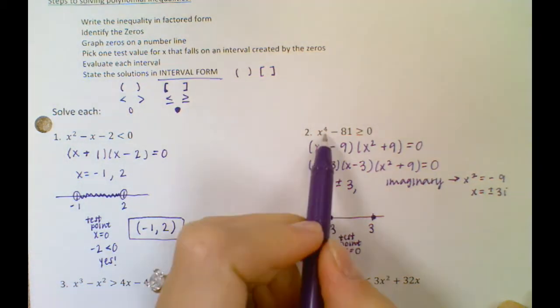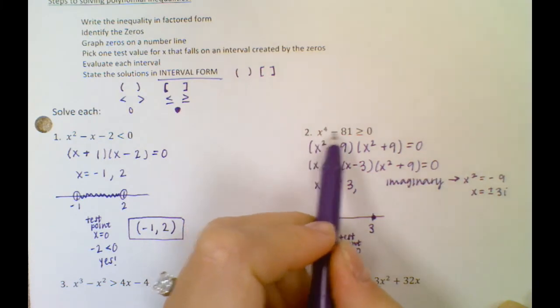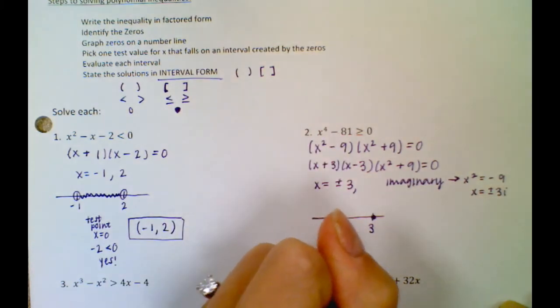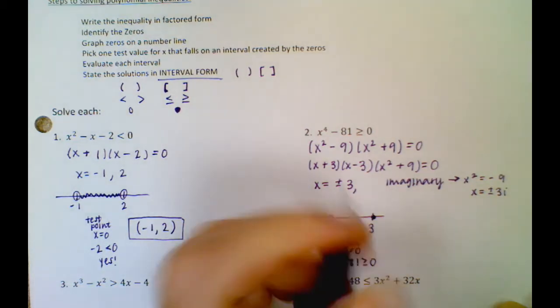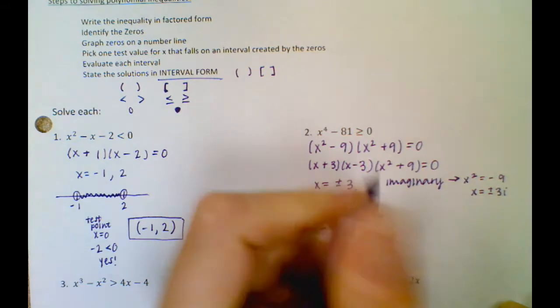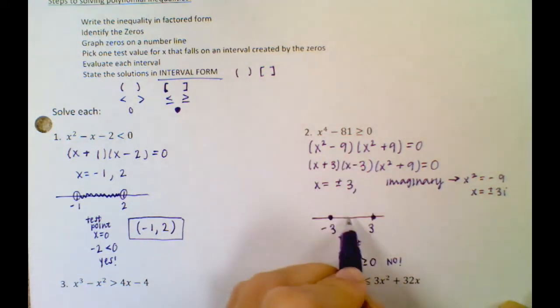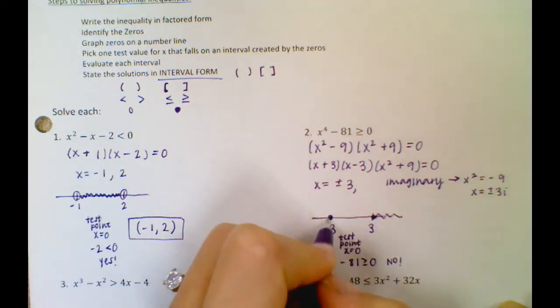Okay, so if I plug 0 in right here, 0 to the 4th is just 0, and so then I get negative 81 is greater than or equal to 0. That statement is not true, okay? So that's a big no-no. So that means that our solutions do not lie here. They actually are going to lie out here.